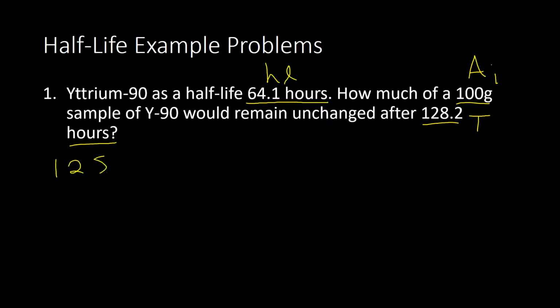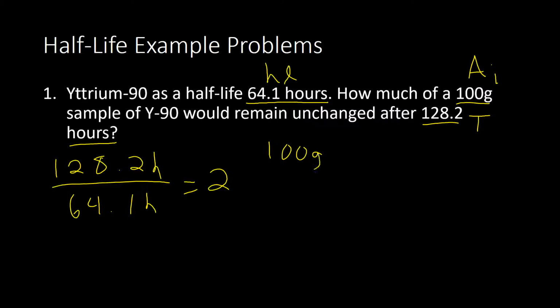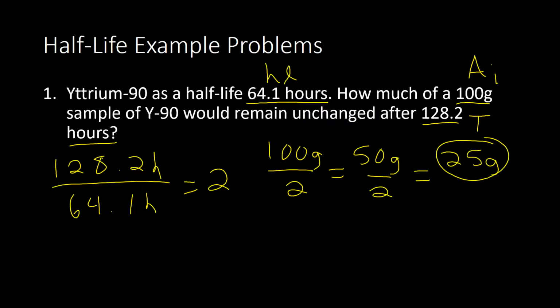So we say 128.2 hours divided by 64.1 hours, and that tells us that we've had 2 half-lives. So 100 grams divided by 2 is 50 grams, divided by 2 for our second half-life gives us 25 grams remaining unchanged. So again, the first thing I did was I figured out how many half-lives have passed by taking the total time and dividing it by the half-life, and then I divided it in half that many times because half-life is taking it and dividing it in 2.